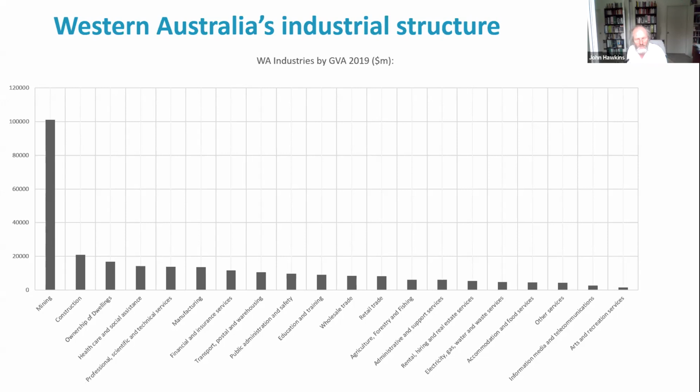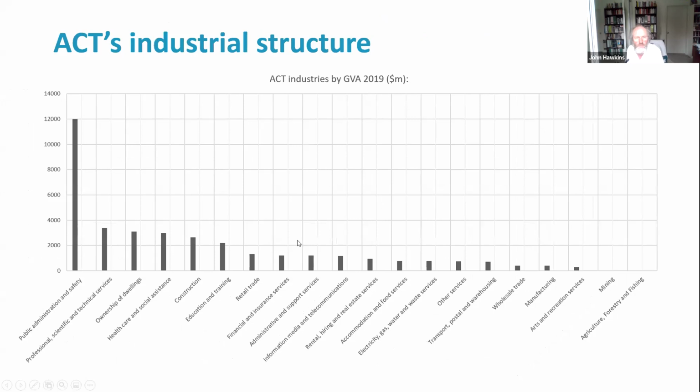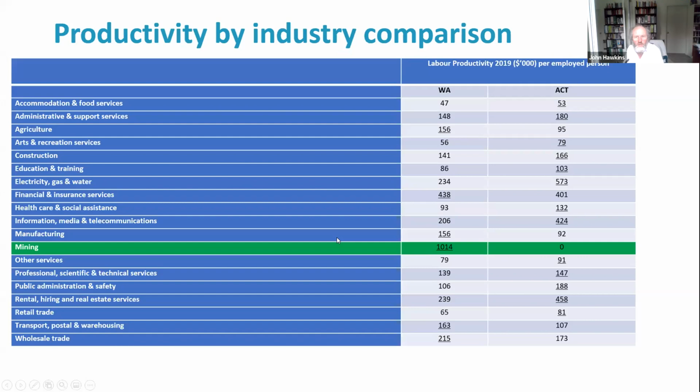So here's the industry split in WA, and unsurprisingly, mining by a huge margin is the largest, and construction is second largest, and that's also got a substantial component relating to the mining sector as well. ACT, again, unsurprisingly, public administration is the largest industry. But it's the other industries that matter tend to be other service industries. So two very different economies.